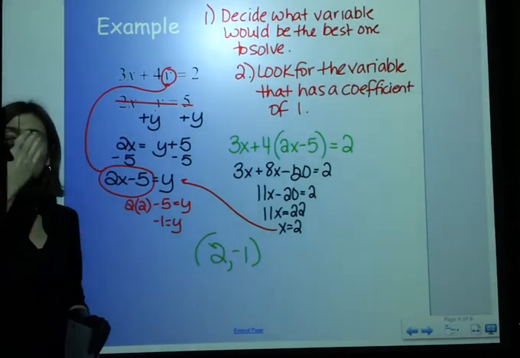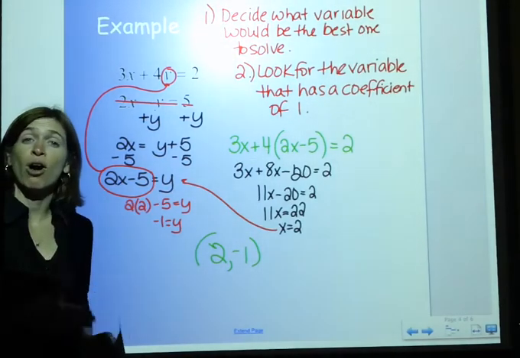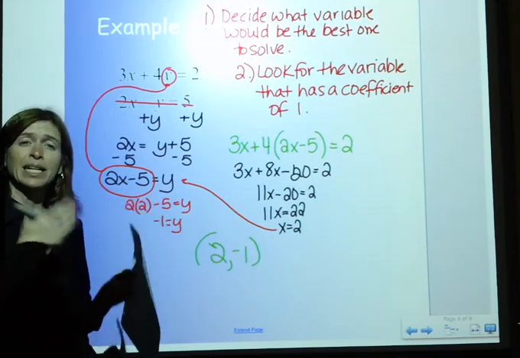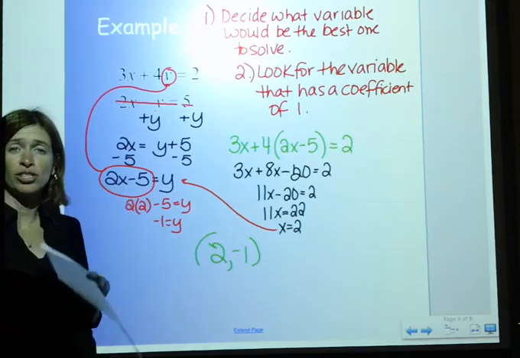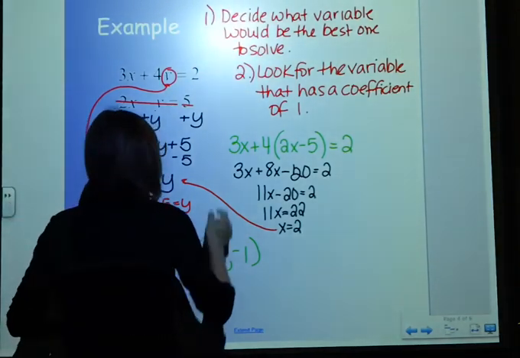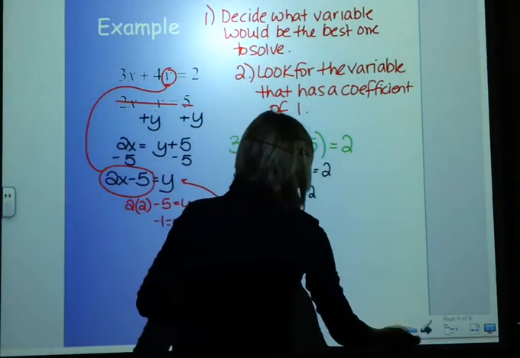Okay, so I just had to take what I showed you earlier one step further by solving for one of the variables. So isolating the variable that has a coefficient of 1. All right, one more example.